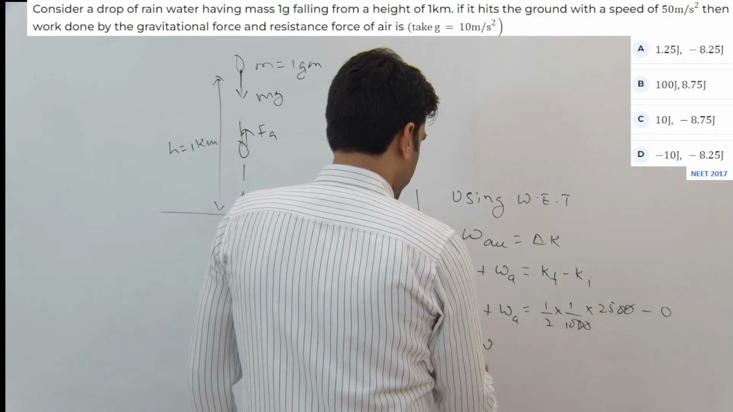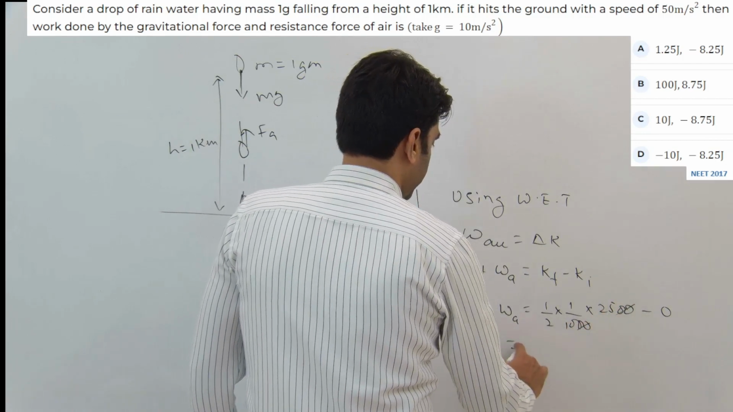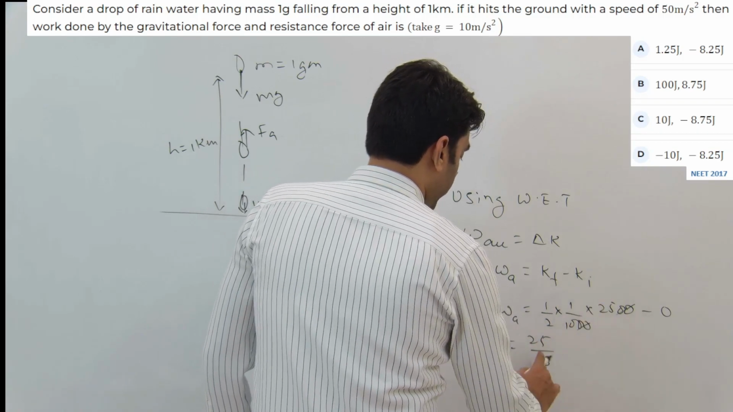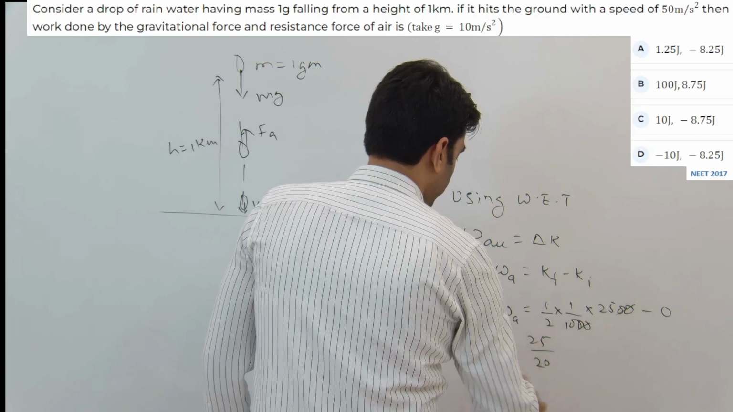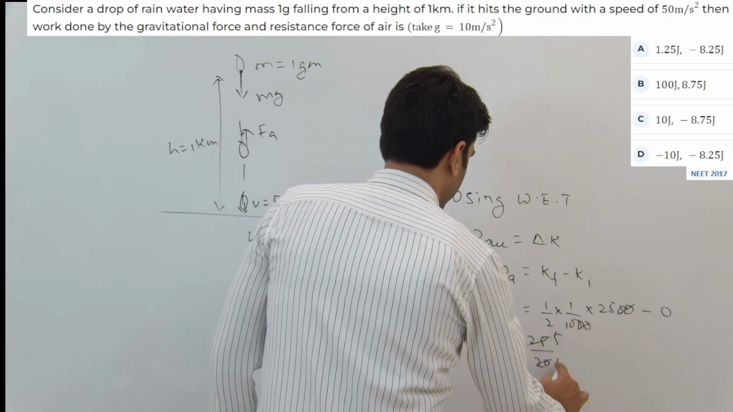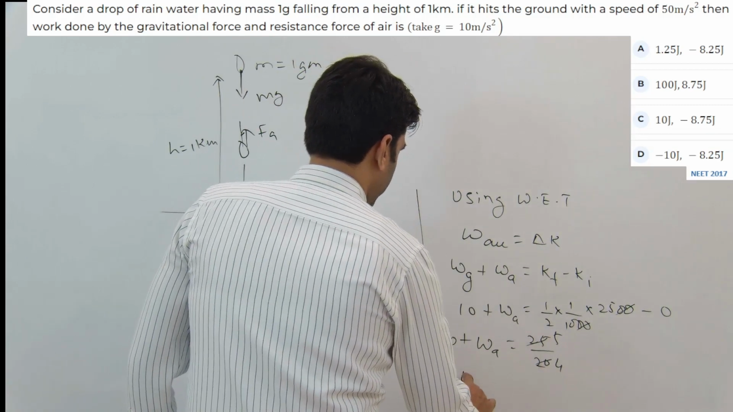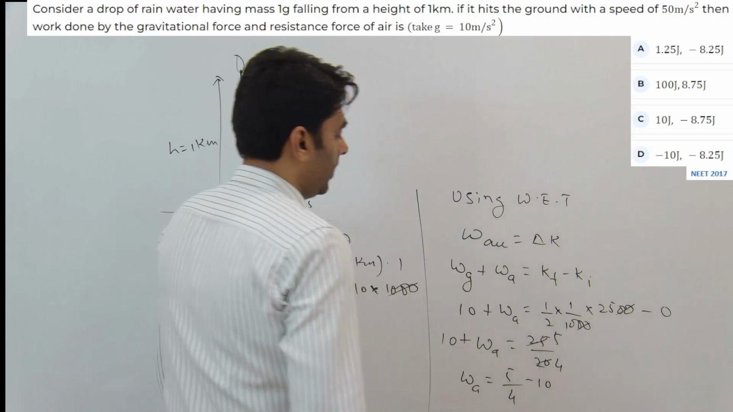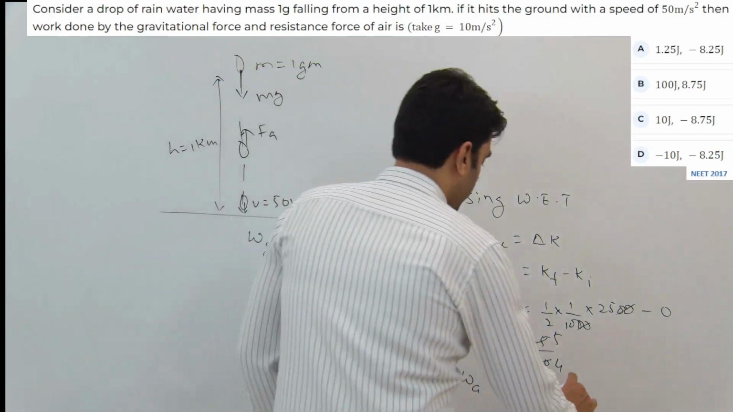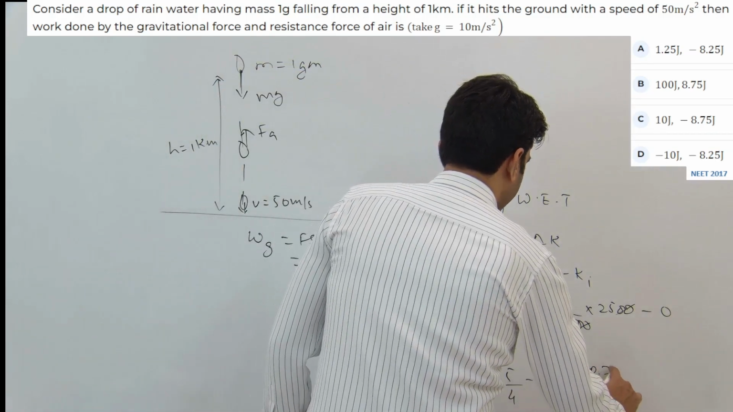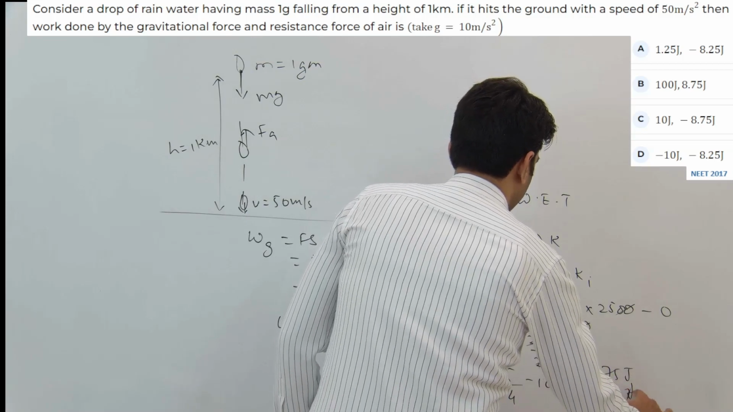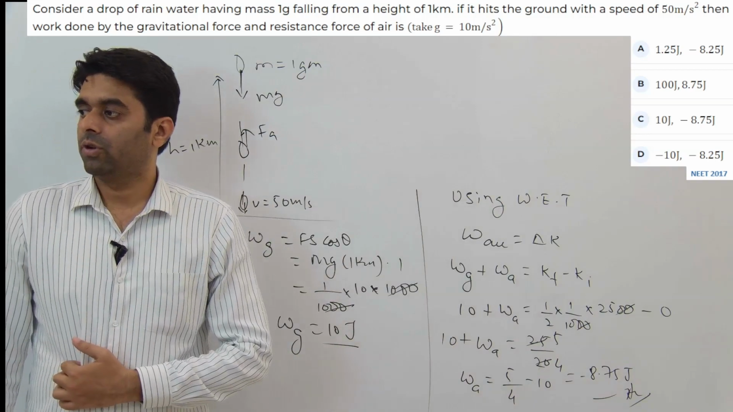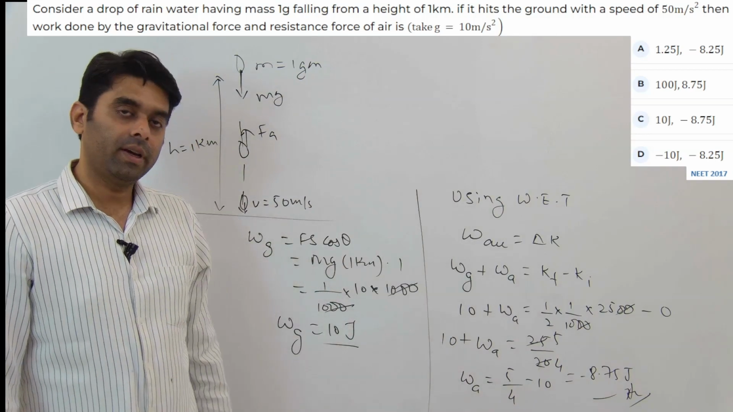Now what we are getting over here, 0 cancels out. So work 10 plus work done by air is equal to 25 by 20, which we can write as 5 by 4. So work done by air will be 5 by 4 minus 10. When we solve it, our answer will come out minus 8.75 joule. Right, work done by air will come out to be minus 8.75 joule, which is option number C. Option number C will be our correct answer.